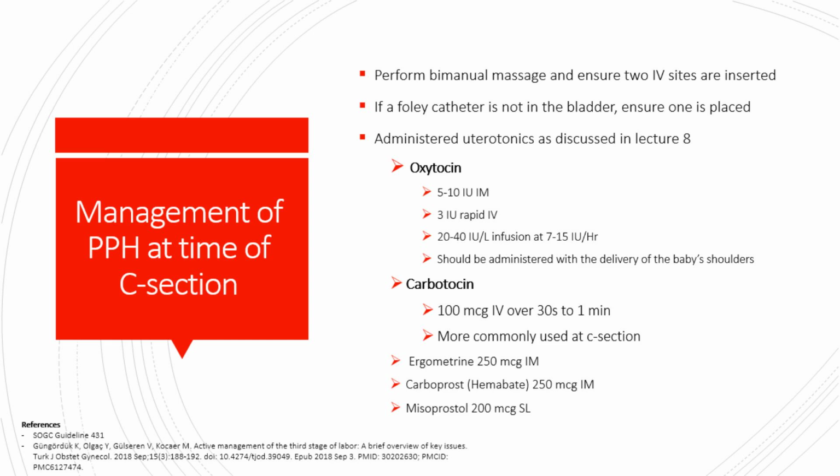Carbetocin is more commonly used at the time of C-section. If there is still ongoing bleeding, other uterotonics can be administered, including ergometrine, carboprost and misoprostol. Please pause the video to note the doses for each medication.